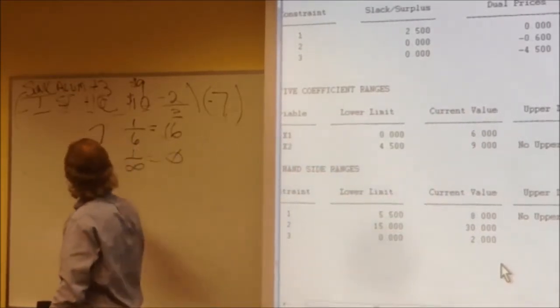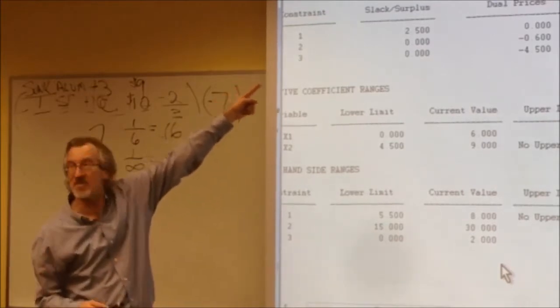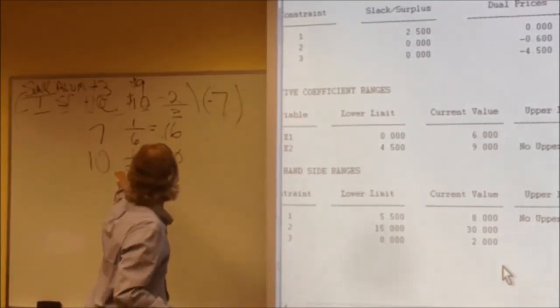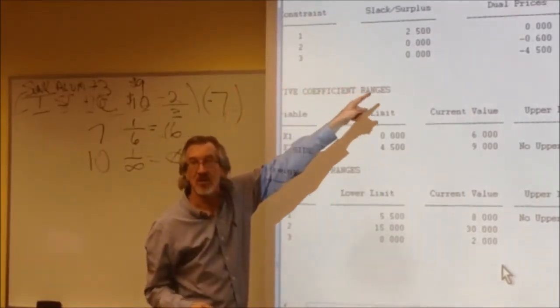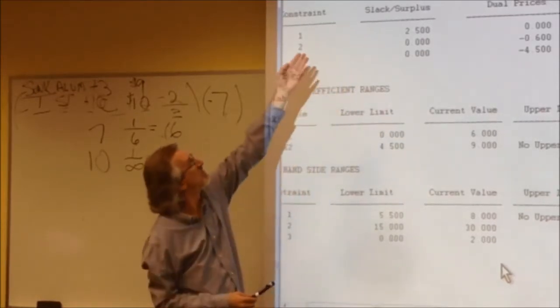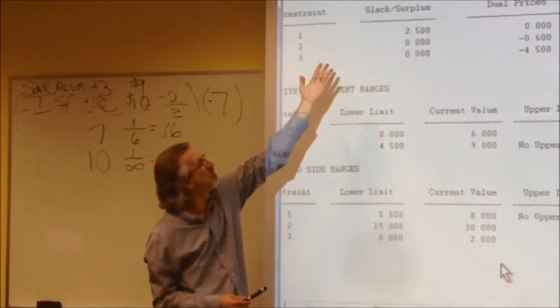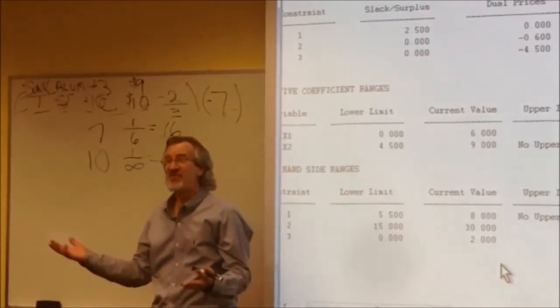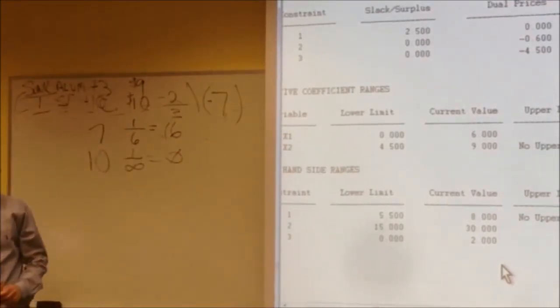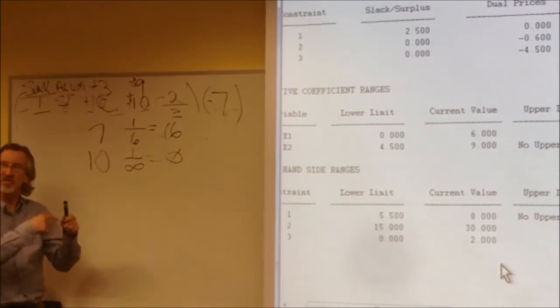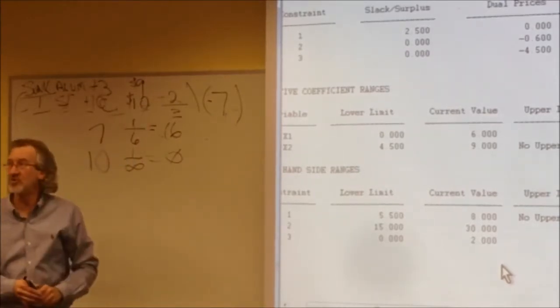So they each went up 1, so I'm going to take 1 times $1.50, and the other one is 1 times 2, and I add them to the objective function. So $27 plus $1.50 plus 2 is $30.50. And there's the new objective function value. I just took the 1 unit increase times their optimal solution.